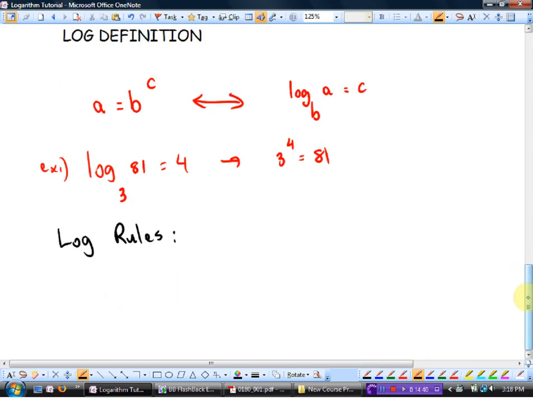The log rules. What I'll do is an example, and then the generic one beside it, so you can see a before and an after. One of the things we said was something like this: the log base 6 of 18 plus the log base 6 of 2.